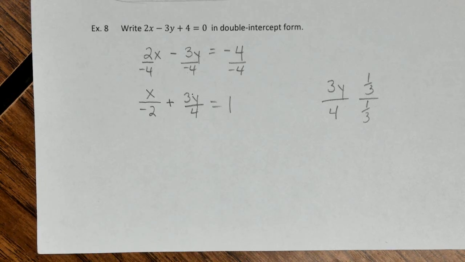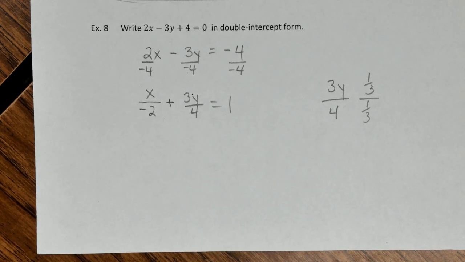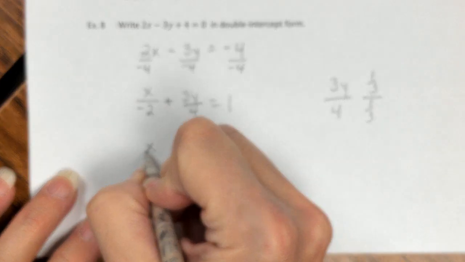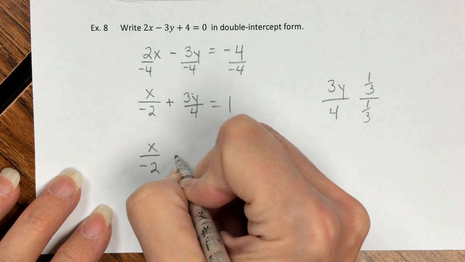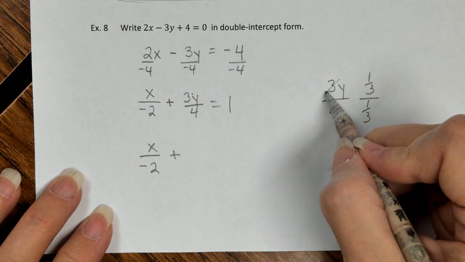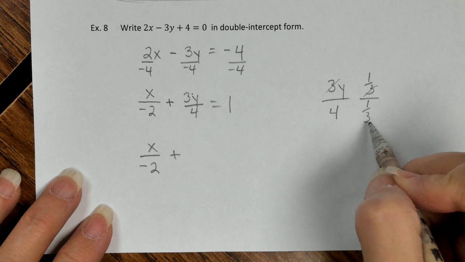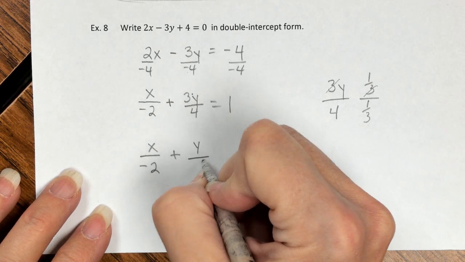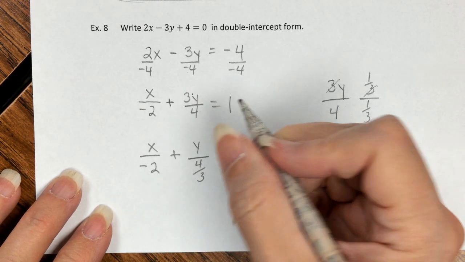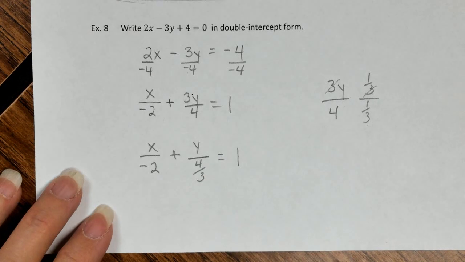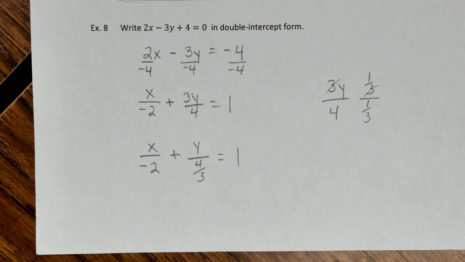This is one case where you are allowed to end where your answer has a complex fraction. You have to for this sometimes. x over negative 2 plus, again, that's simplified to y over 4/3 equals 1. This is the double intercept form.